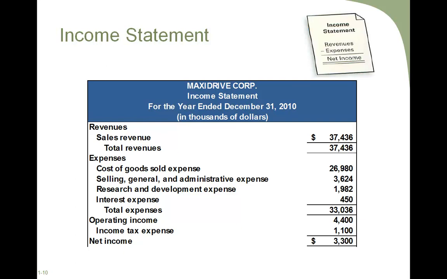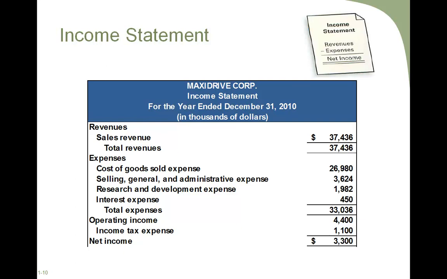The operating income for this company is $4,400,000. So they are making money, but what we have not accounted for yet on this report, as we move down this report, is income taxes. And income taxes come next. They are subtracted after operating income. The income taxes for this company were $1,100,000. So the final figure, the final bottom line for this report is net income of $3,300,000. So we say that MaxiDrive Corporation, for that 12-month period that ended on December 31st, 2010, were profitable.